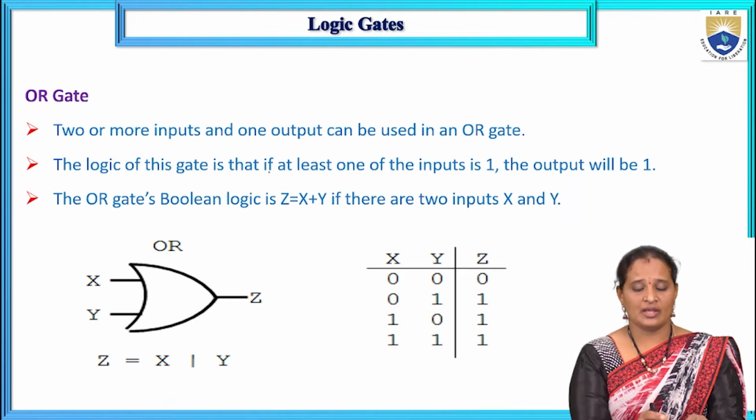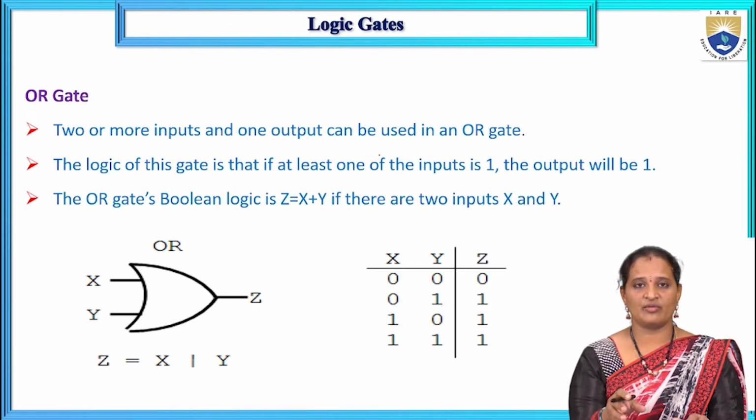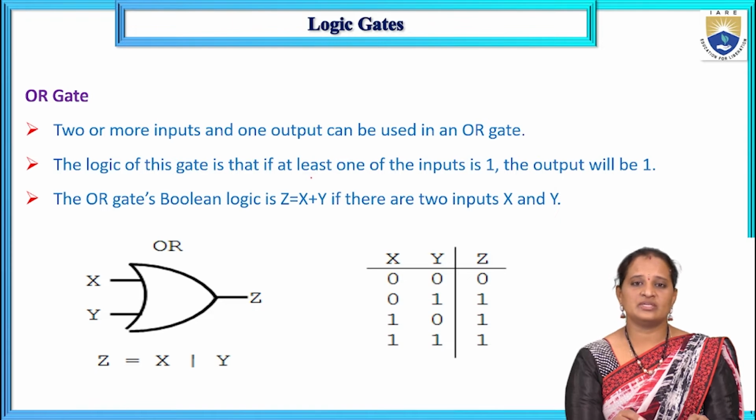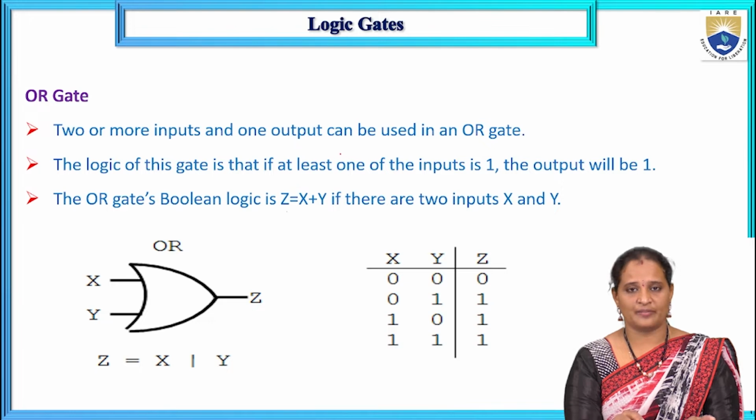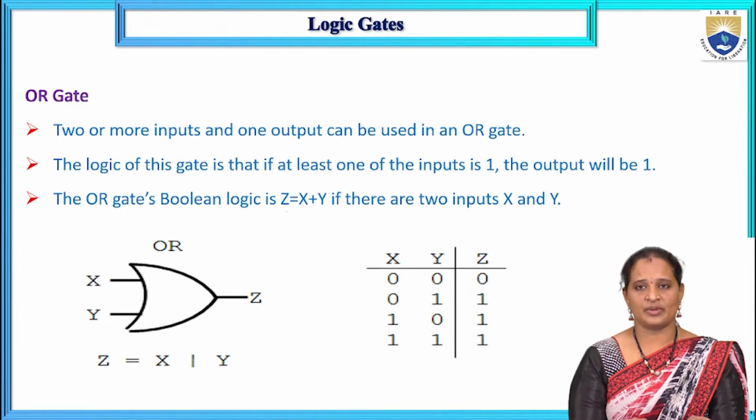It is also having 2 or more inputs and 1 output. That means the minimum number of inputs required for this OR gate is also equal to 2, and it can have more than 2 inputs also, but the output is only 1. It produces the output as 1 when any one input or all the inputs of the OR gate are equal to 1. If both the inputs are 0, then only the output of the OR gate becomes 0. So this is the logical OR operation.